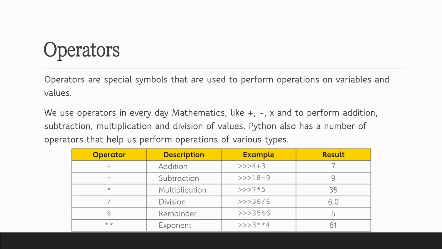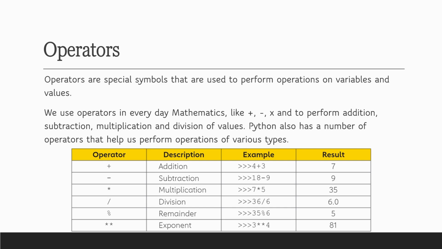For instance, in Python, plus is used to add numbers or even join strings. So if you want to combine two strings together, you can also use the plus operator. So the plus operator is not only used for adding numbers, it can also be used for joining different strings. Minus is used for subtraction. Multiplication, here we normally use the star symbol. So star is used for multiplication and slash is used for division.